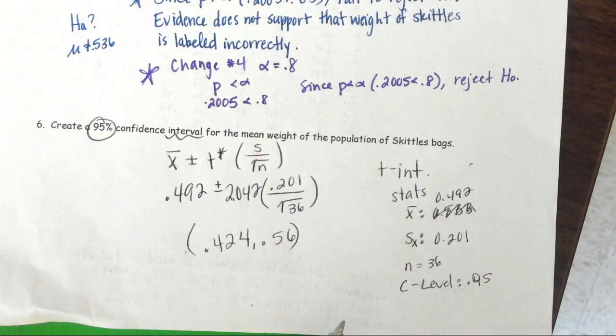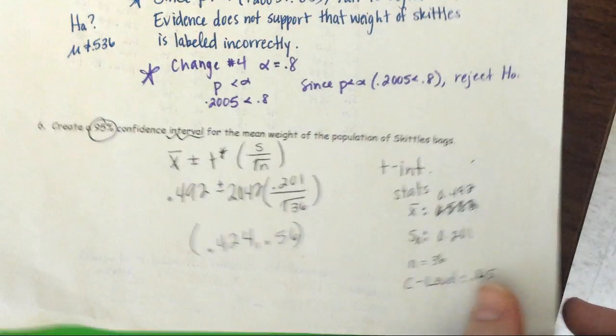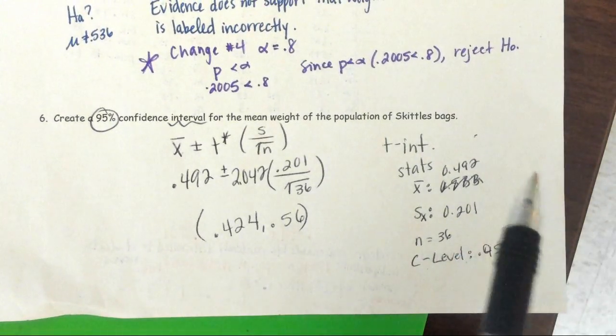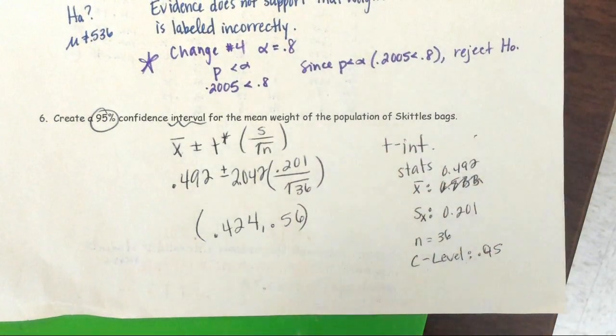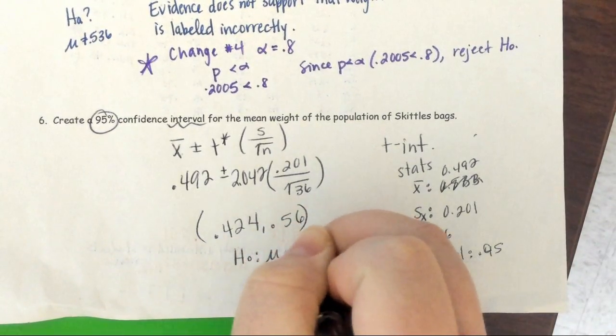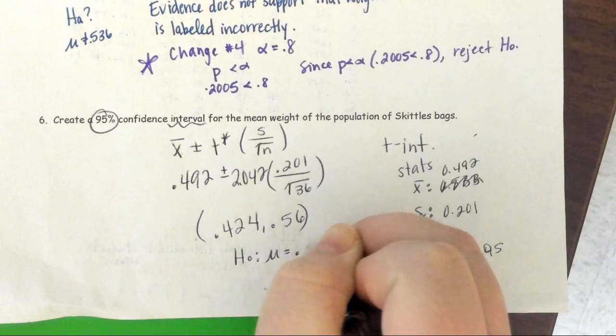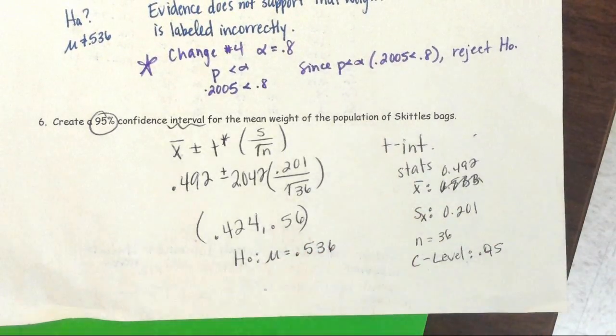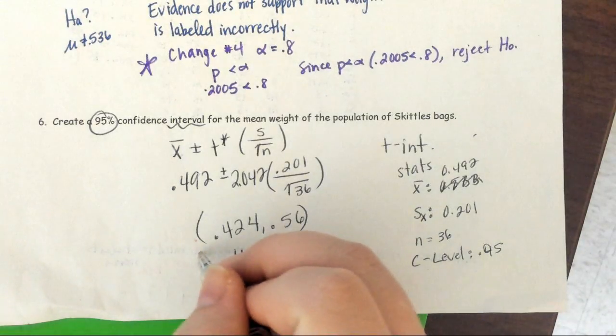Let's be more specific about what I'm wanting you to say. Let's relate it back to the Ho and the Ha. What's interesting about the Ho related to this confidence interval? It's small. What was our Ho? Wasn't it 0.358 or something? Okay, so what's interesting is that our Ho is actually inside this interval.